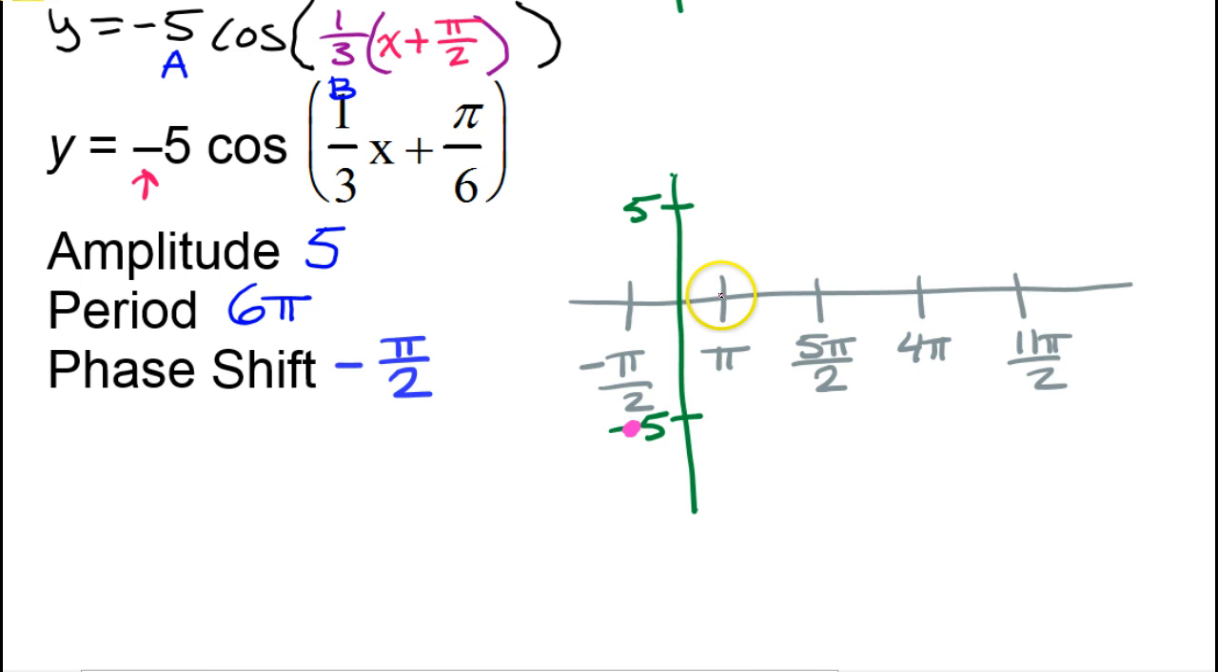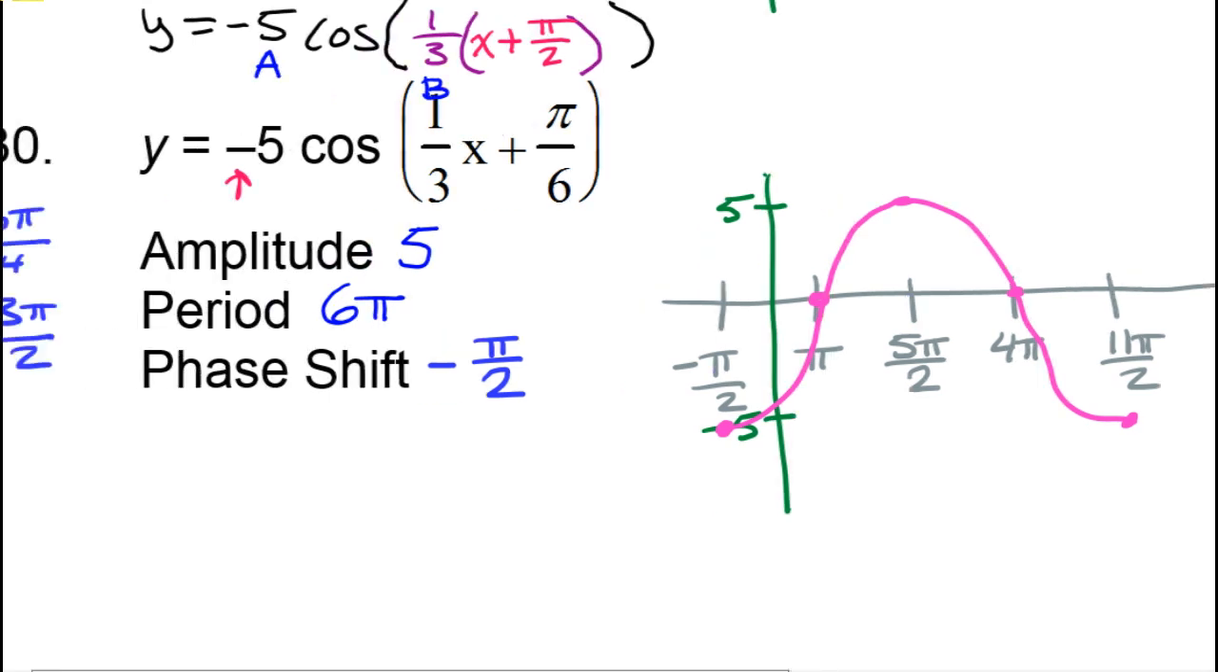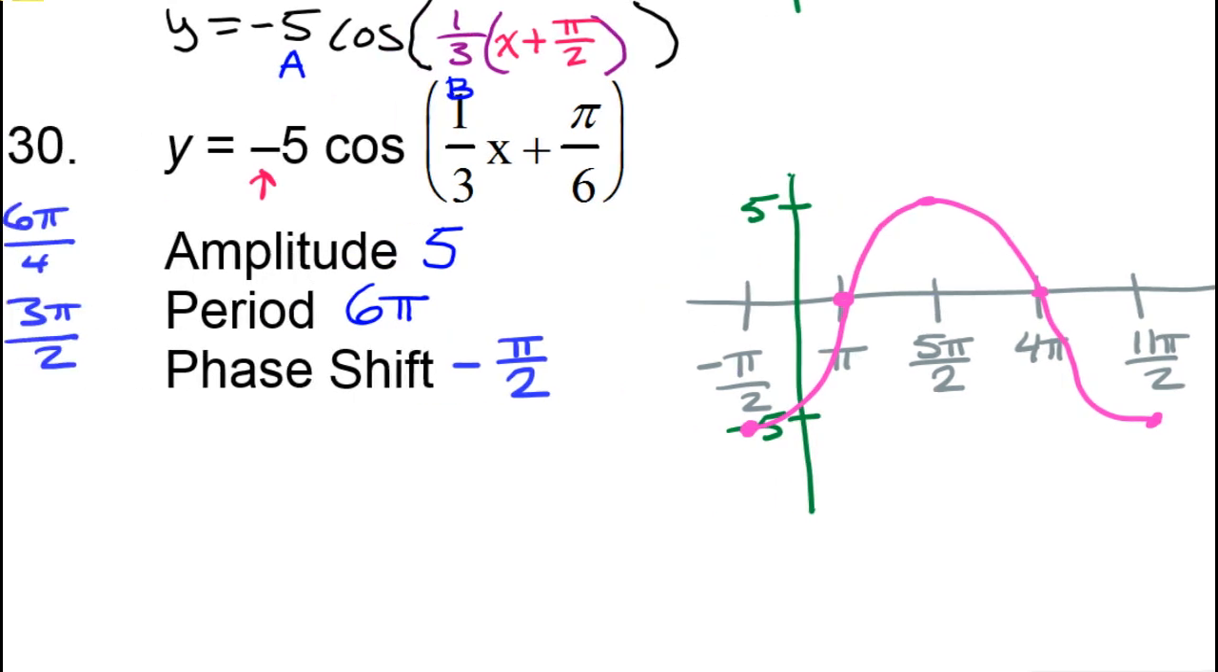The next quarter period mark is here at pi. Okay, and so that's at the midline. And then it will go to its highest point, and then back to the midline, and then down to its lowest point again. So this is going to make that weird mirage effect again. But it will jump to the right spot when I finish drawing this. So that is what your graph should look like for problem number 30.